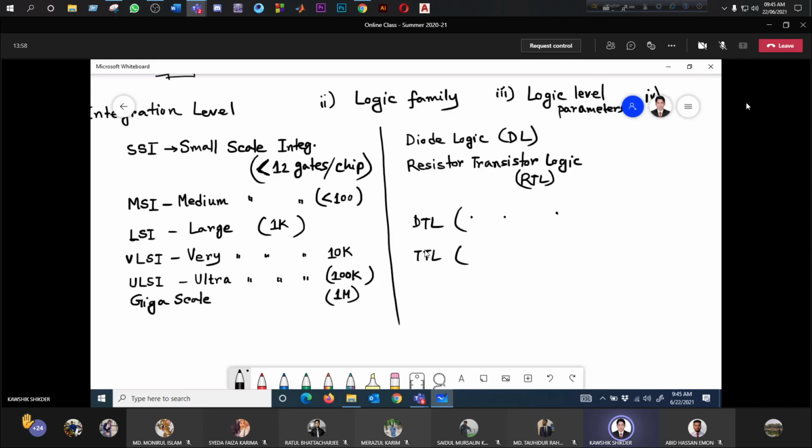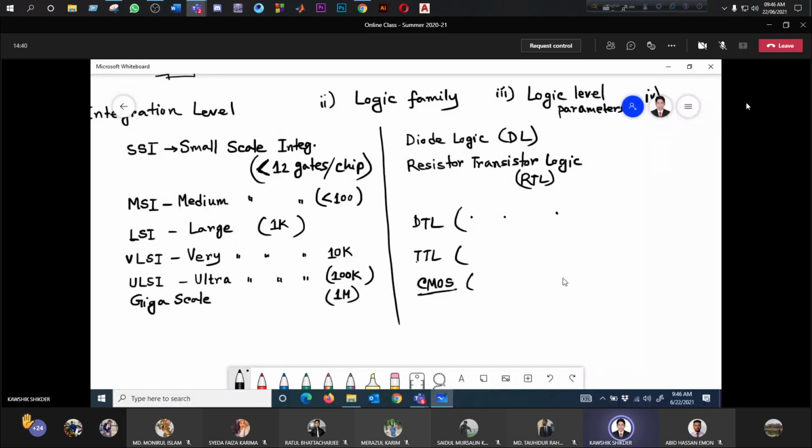Then CMOS. What is MOS? Full form of MOS. M for metal, O for oxide, and S for semiconductor. So MOS stands for metal oxide semiconductor. Here CMOS represents complementary metal oxide semiconductor. Got it? Noted, everybody?